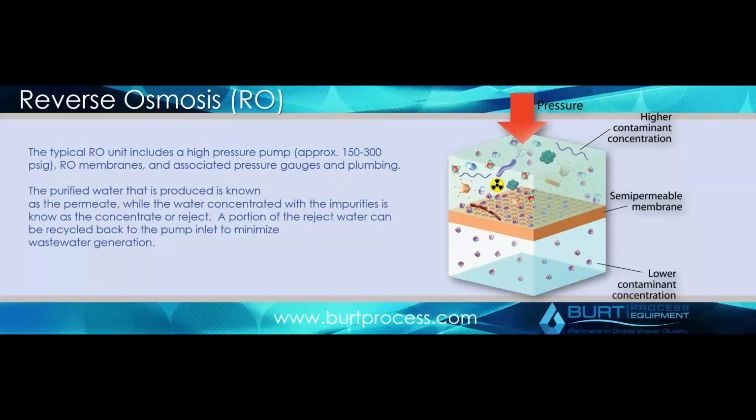As I mentioned before, RO units typically use very high pressure, talking about 150 to 300 pounds of pressure. The purified water is known as the permeate. The downside is because you are concentrating and pushing water from an area of high concentration to an area of low concentration, you do need a means to actually get rid of that high concentration water. That's what's referred to as the reject. And optimizing that permeate to reject recovery is really the nub of designing an RO system.